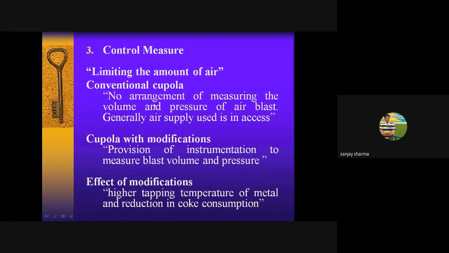In the conventional system, there was no arrangement for measuring the volume and pressure of the air blast, and generally the air supply used was in excess. So there was no control on how much you used, it was a hit and trial system. Here, the provision of instruments was given to control the blast volume and the pressure. So the effect was higher tapping temperature of the metal and a reduction of coke consumption was achieved.